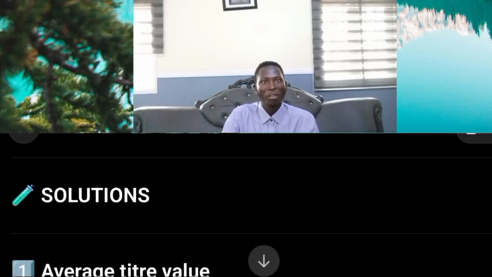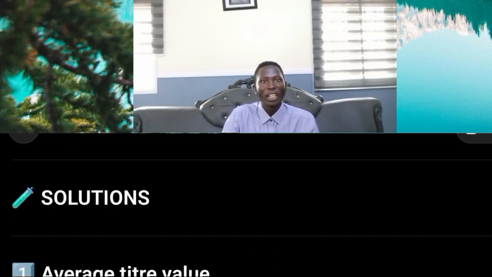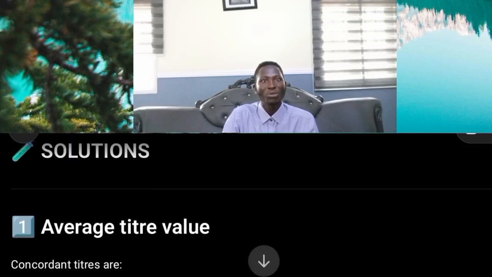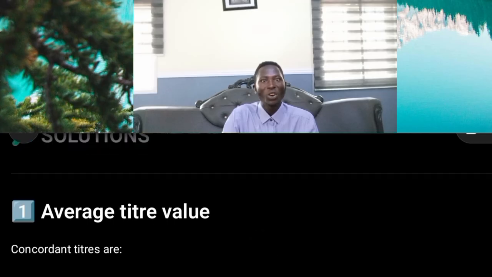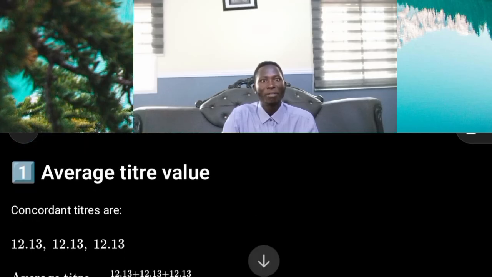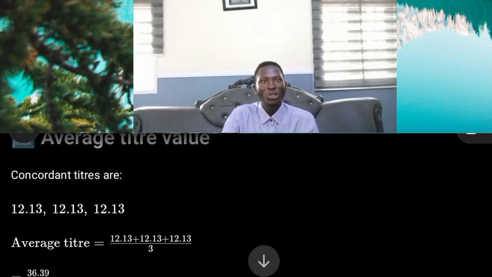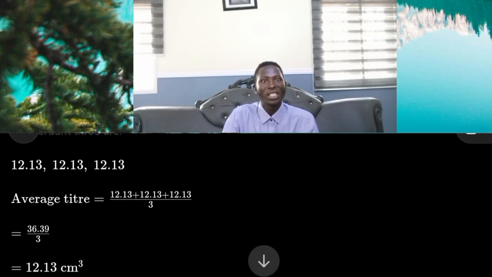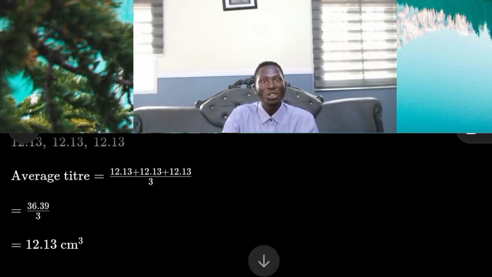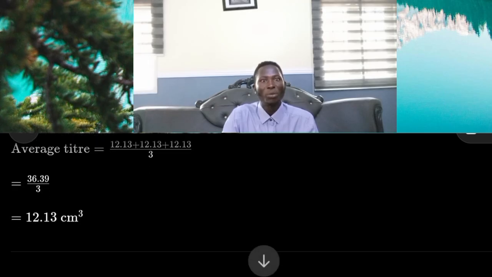Now solutions, let's see how we calculate everything. Now this is the solution to our question. 1, your average titre value, and this is the average titre value that I got from my titration, where I add the 3 titre values and then divide by 3. Then it gives me my average volume of acid used, which is 12.13 cm³.